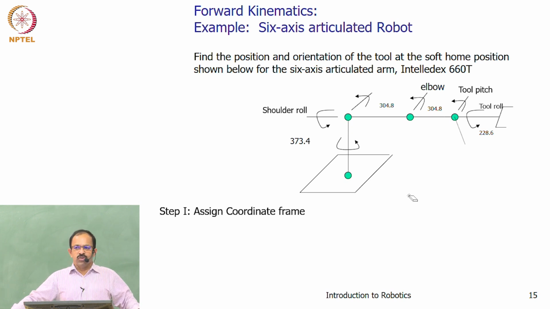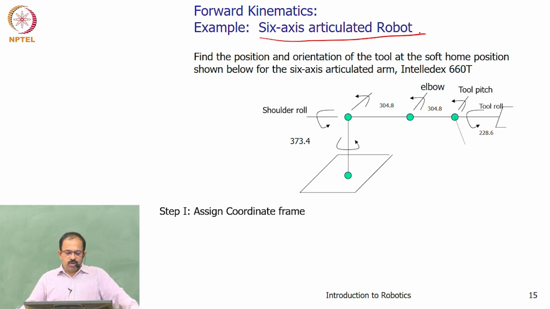Okay, so if you understood this, please try to solve this. I will help you. Please look at this 6-axis robot. You have to find the position and orientation of the tool at the soft home position shown below for the 6-axis articulated arm IntelliDex 660T. This is a commercial robot arm known as IntelliDex 660T. It has got 6 axes.